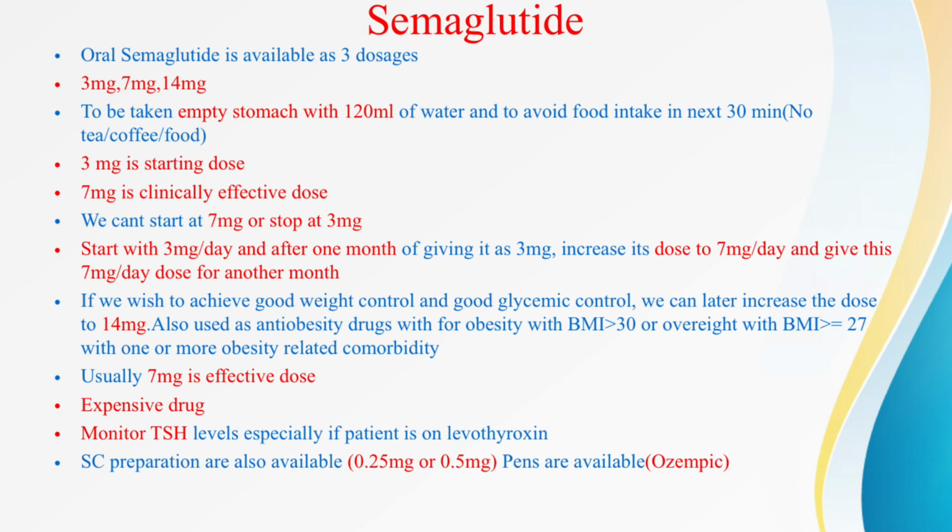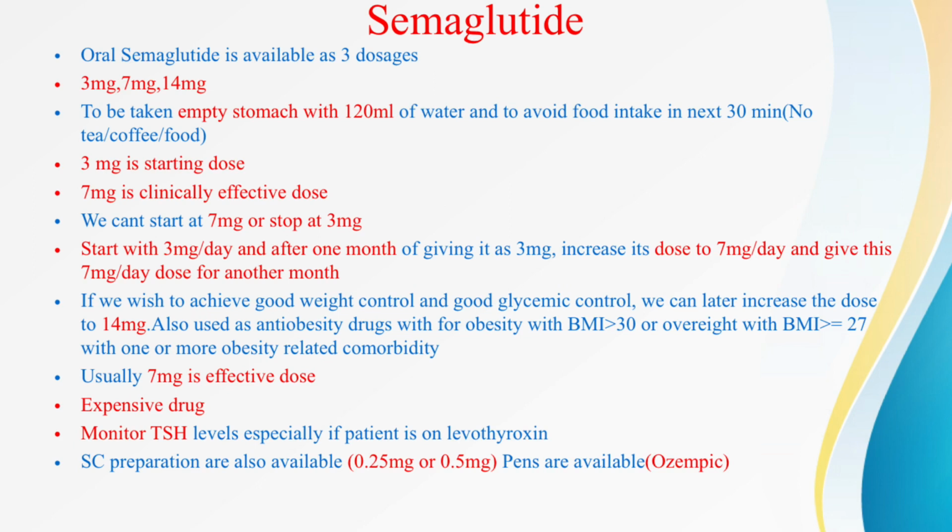Oral semaglutide is available in 3 dosages: 3 mg tablet, 7 mg tablet and 14 mg tablet. This has to be taken on an empty stomach with 120 ml of water, and food intake should be avoided for at least 30 minutes after taking this drug because of its interaction with food. So we should not take any food, tea, or coffee within 30 minutes of taking this drug. It has to be taken on an empty stomach with 120 ml of water.